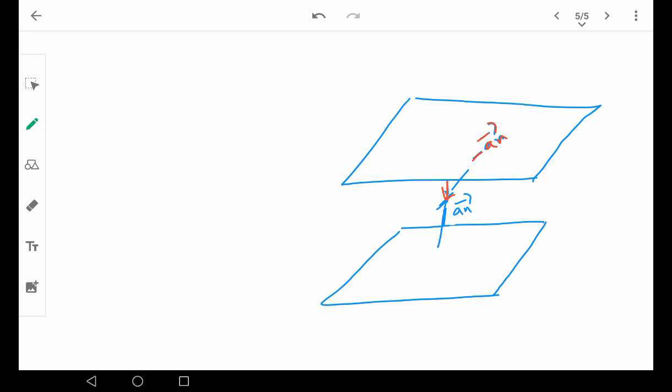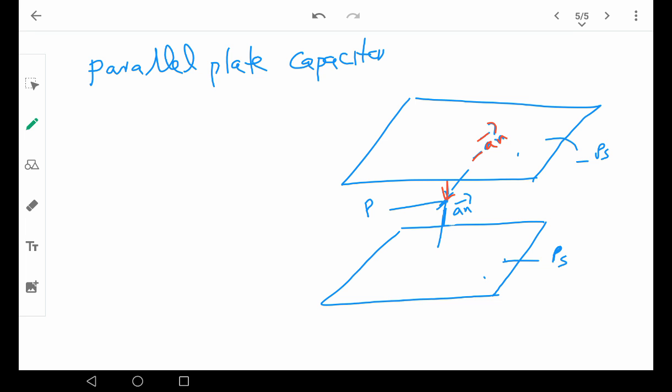So I have a point P here. Suppose the lower plane has a charge density rho s, and the upper plane has a charge density minus rho s. The lower plane has a positive charge and the upper plane has a negative charge. So it looks like a parallel plate capacitor, the capacitor that we study normally. You know about the capacitor, right? One is plus, another is minus.